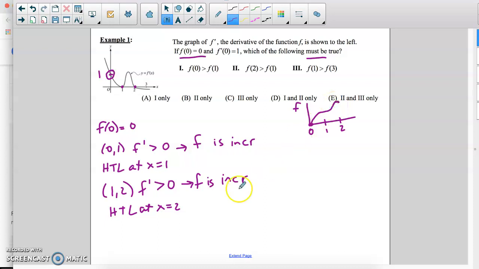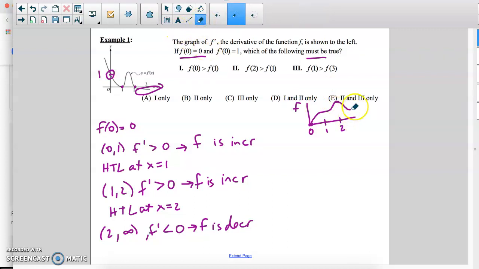And then I don't know what happens after that. Let's check. Between 2 and whatever, the graph is below the x-axis for f prime. So if f prime is negative, that means f is decreasing. So we know our function decreases after 2. It's not going to curve back up as far as we know. So it's just going to start decreasing. But we don't know what rate it's decreasing. It might decrease really slowly. It might decrease more like this, or it might decrease really fast like that. We don't know the rate that it's decreasing.